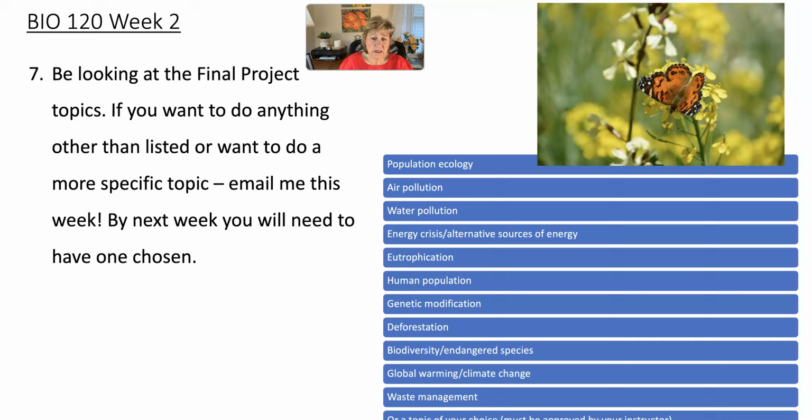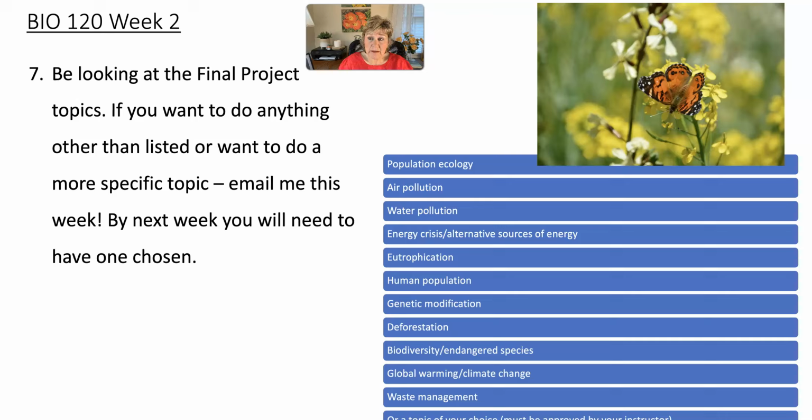Water pollution. Very important. We're poisoning our waterways with chemicals, with sewage, etc., etc. And we have to drink water. And there are plenty of animals and plants and other organisms in water. The energy crisis, alternative forms of energy like solar panels, like wind energy, etc. Eutrophication is an interesting topic. It's about the aging out of bodies of water like ponds and lakes, because they do over time. So that's interesting.